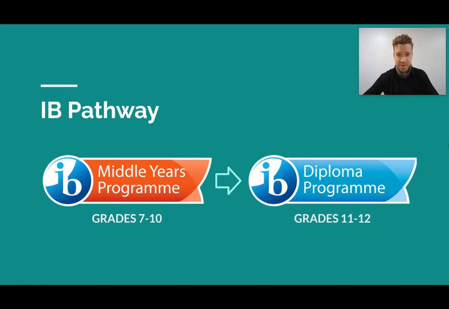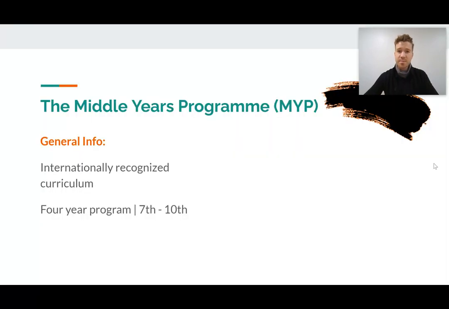This is the IB pathway. There are 4 main programs in the International Baccalaureate group. We here at City are authorized for 2 of them: the Middle Years Program, grades 7 through 10, and the Diploma Program, grades 11 through 12. This video, again, is focusing on MYP. Some broad brushstrokes and general information about the Middle Years Program.